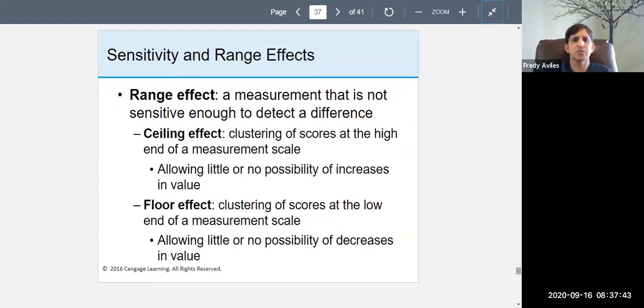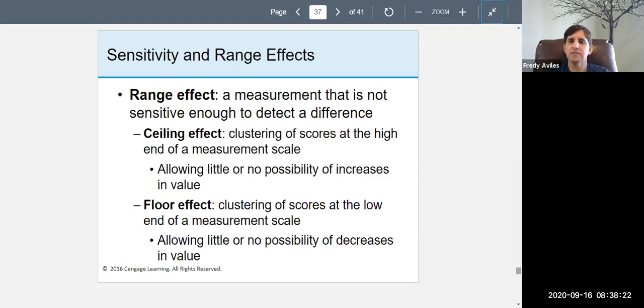There are other issues with measurement. You can also have what's called a sensitivity problem. You can have measures that are not sensitive enough, or you can have what we call range effects. Let me explain what a range effect is. With a range effect, we have a problem where the scores seem to be in a certain range and there may not be enough variation. When you use measurements, you want variation, because when you have variation, you can determine differences. You can do statistical analyses. If everyone scores the same way, it's a problem.